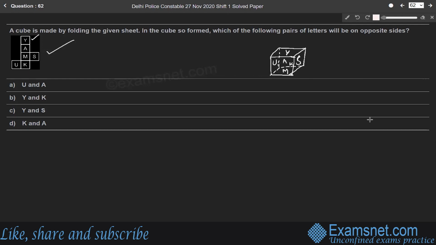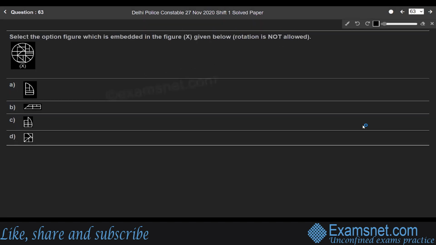Therefore, come to the options. U and A: they are not opposite sides. And Y and K: Y is top part, K is the front part, so they are not opposite. Y and S: Y is top portion, S is right portion, they are not opposite. K and A: here K is front part, A is back part. Therefore, K and A are opposite sides. Hence, option D.